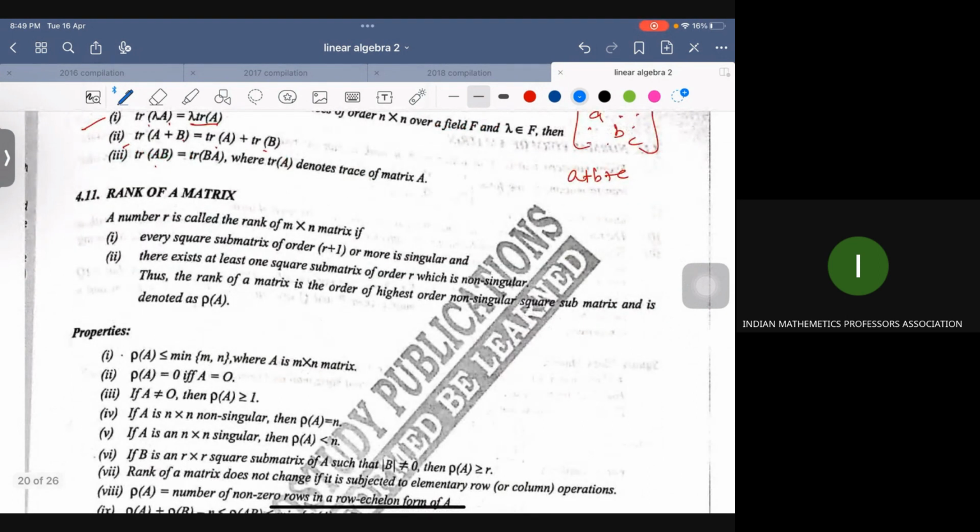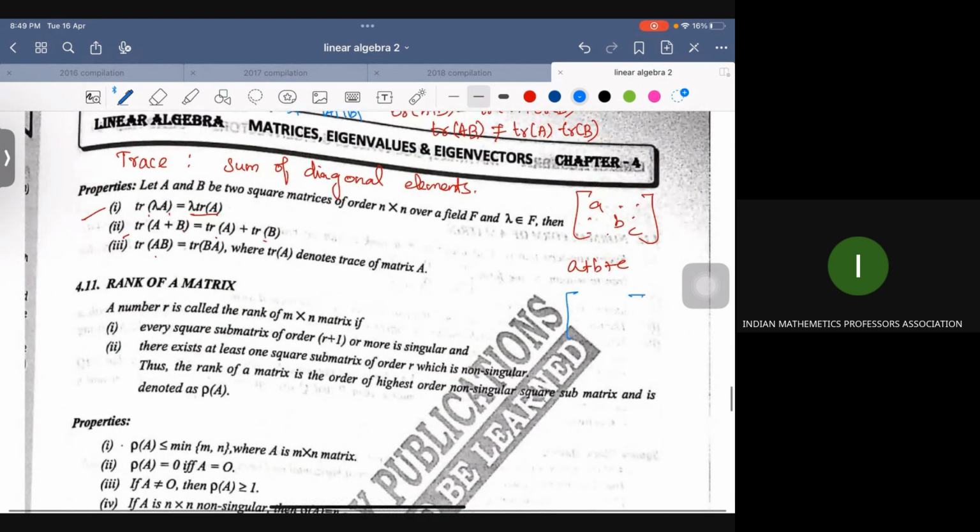Rank of a matrix. Rank is nothing but a number R that is said to be the rank of an M by N matrix if every square submatrix of order R plus 1 or more is singular. That is, there exists at least one square submatrix of order R which is non-singular. If this is a 3 by 4 matrix, for any submatrix, we can delete any row or column, and the submatrix should be of order R and non-singular, that is, its determinant is not equal to 0, and the matrix is said to have rank R.